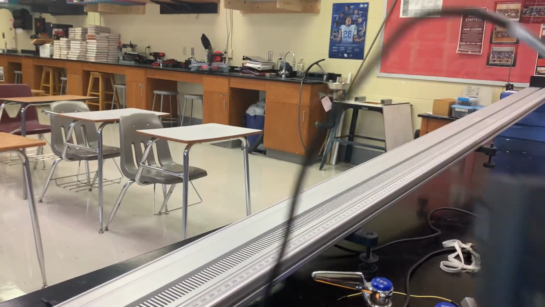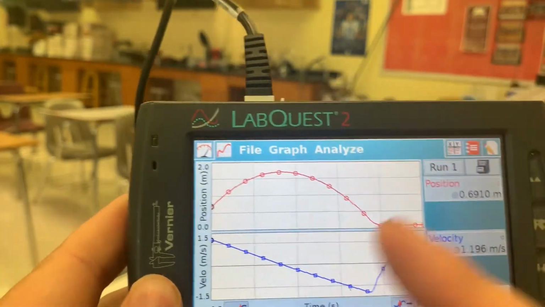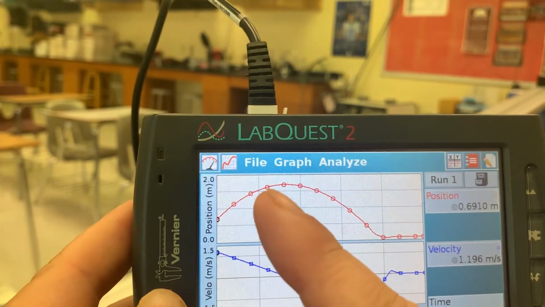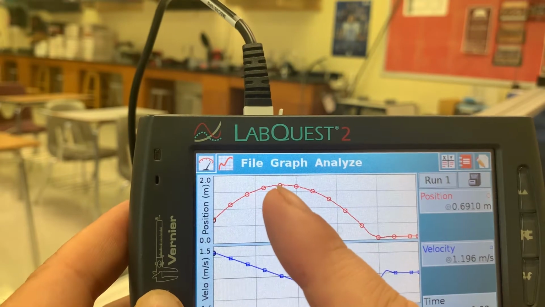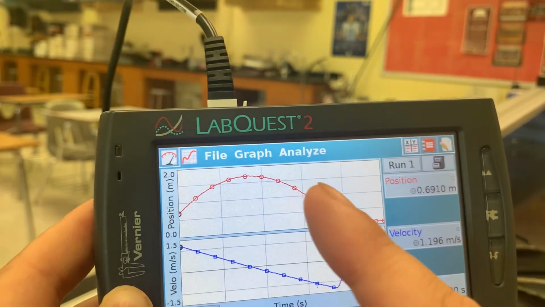Okay, and we get a nice graph out of that. So you see the initial graph right here, our position over time graph. It starts with some positive velocity and then it's decreasing, and then this apex is when it actually slows down and stops. And then it accelerates back toward the reference point.